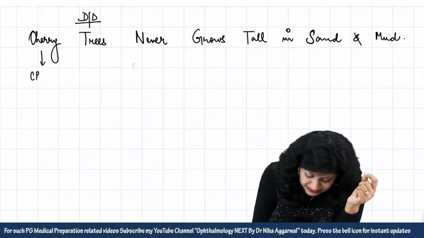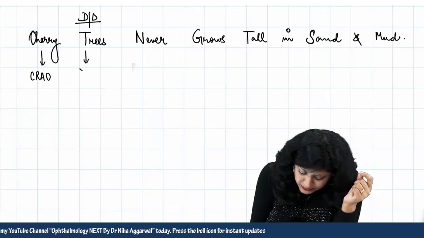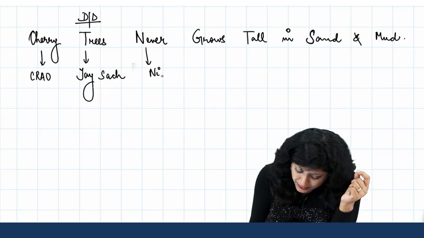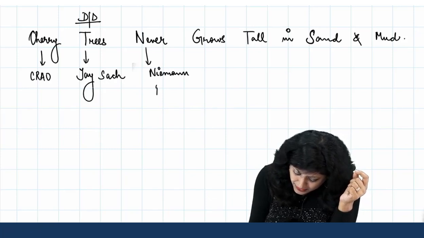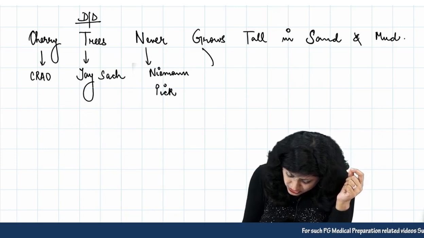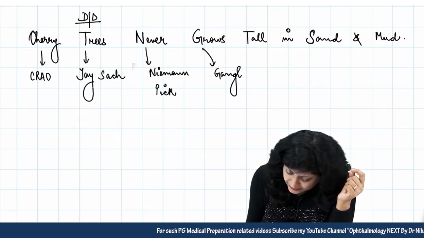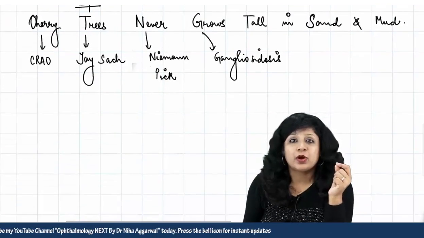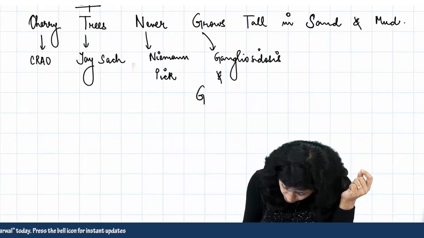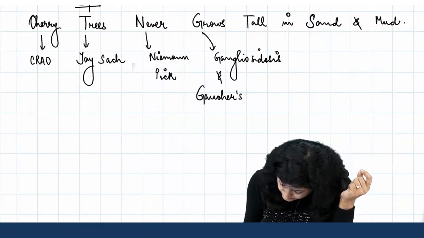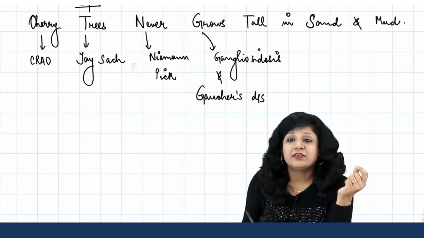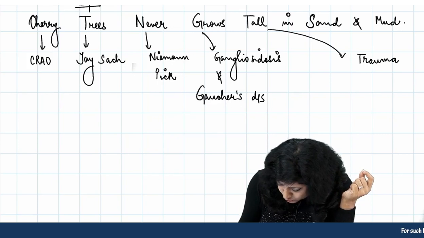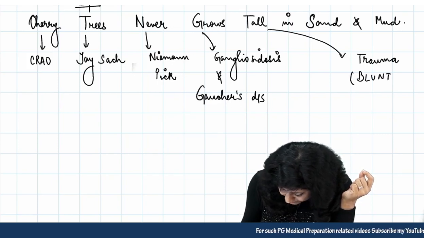Cherry is your CRAO, T is for Tay-Sachs disease, then N is your Niemann-Pick disease, then G is for gangliosidosis, and one more important with G is your Gaucher's disease. Then remember T is for trauma, and you have to remember which trauma. It is the blunt trauma.